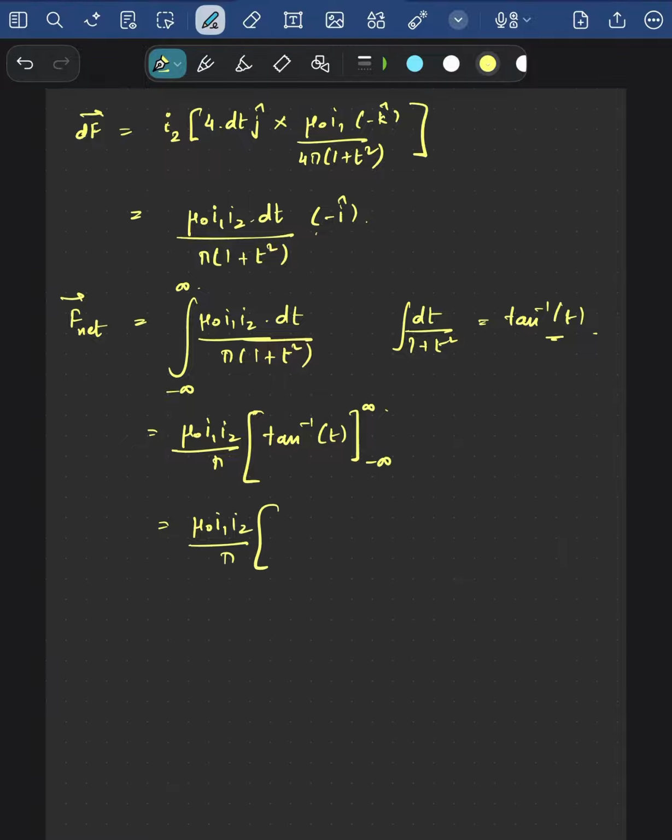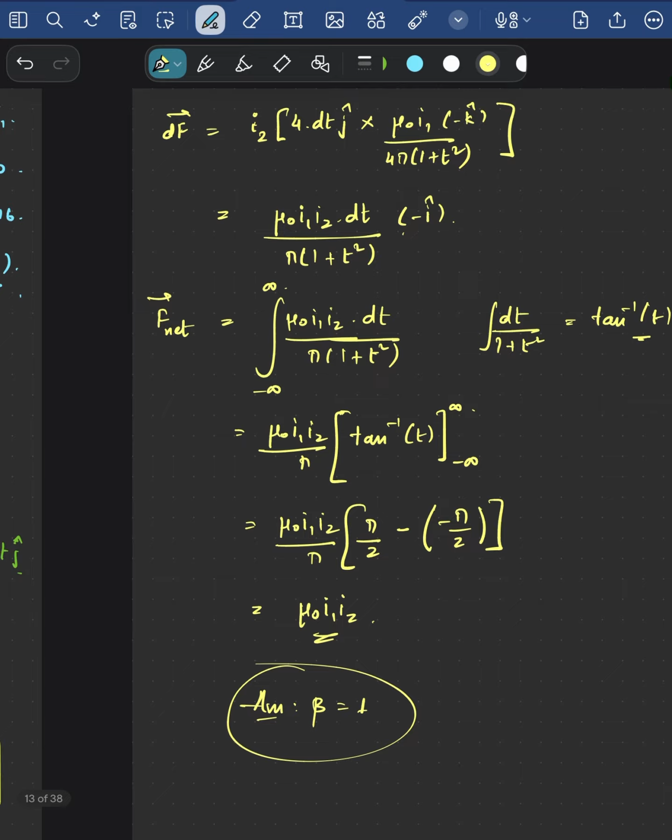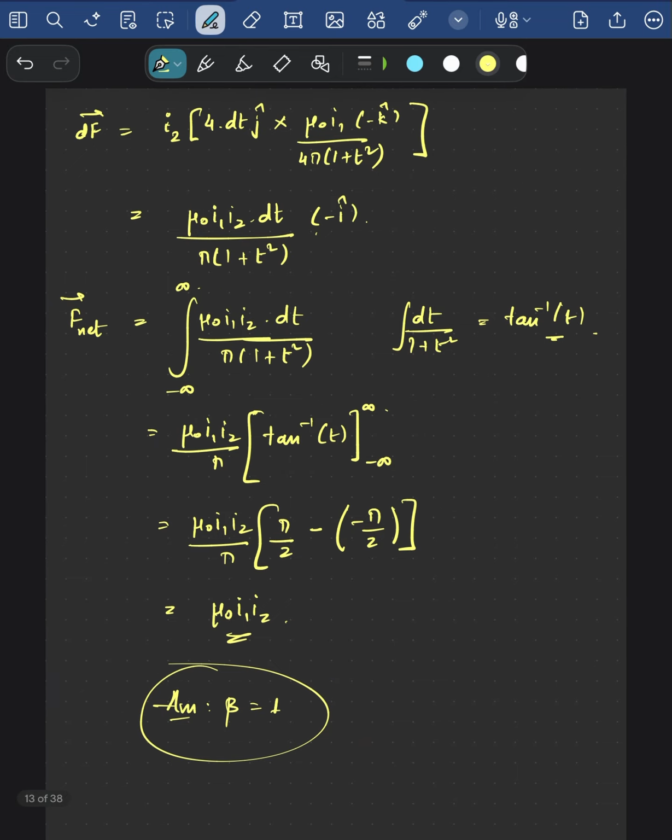Tan inverse of infinity is pi by 2. Tan inverse of minus infinity is minus pi by 2. So the force expression basically becomes equal to mu naught I1 I2. So this will be the value of force acting between these two wires. So according to your answer, your beta value has to be equal to 1, right? So a good mathematical question here. The maths was slightly difficult in this question, but hopefully you got this. I'll see you guys in the next question.